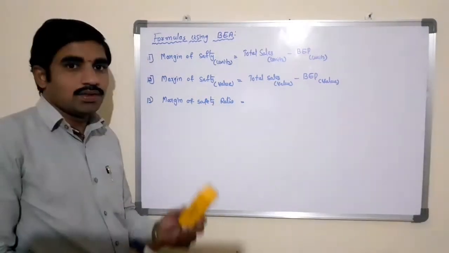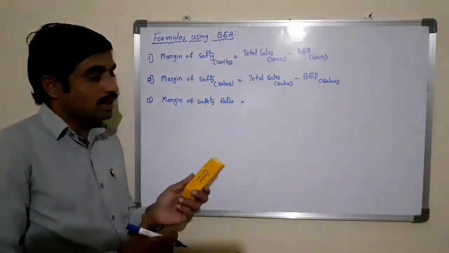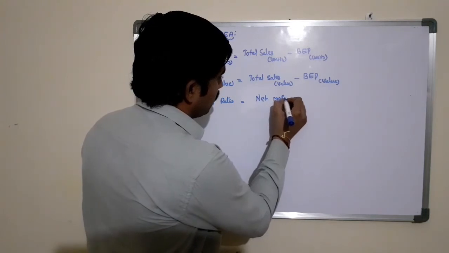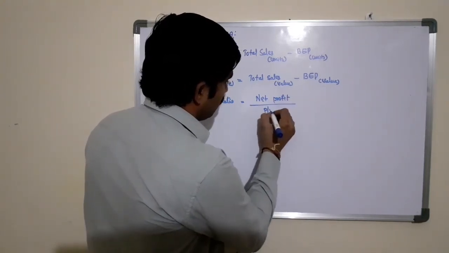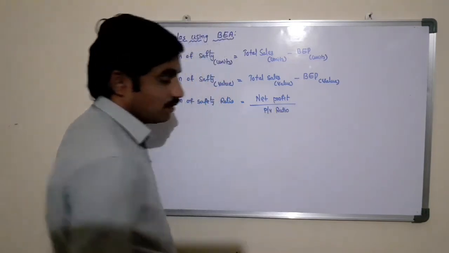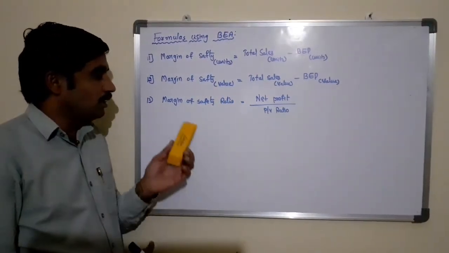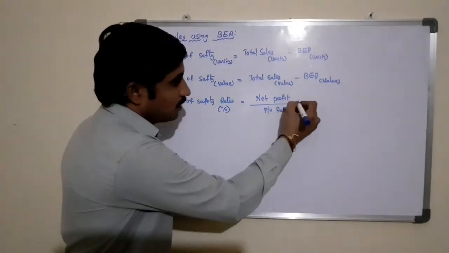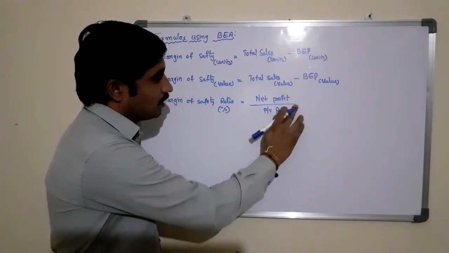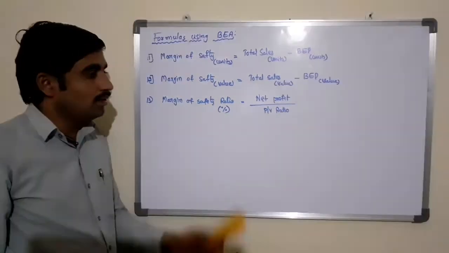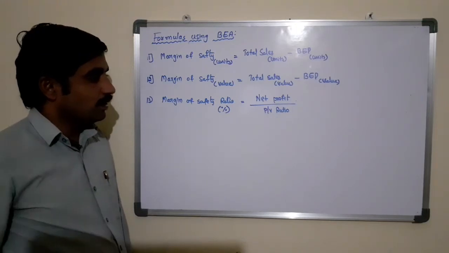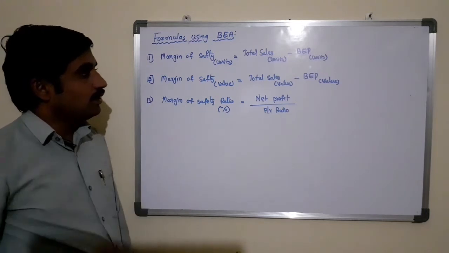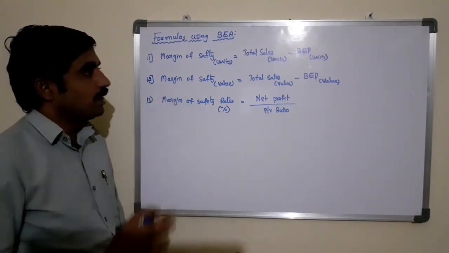Margin of safety ratio can be calculated by using the formula net profit by PV ratio. This is a formula used to determine the margin of safety in terms of ratio, that is, in terms of percentage. Already we are taking a ratio, so we need not multiply by 100 here. Directly we will ascertain the margin of safety in ratio: net profit by PV ratio.